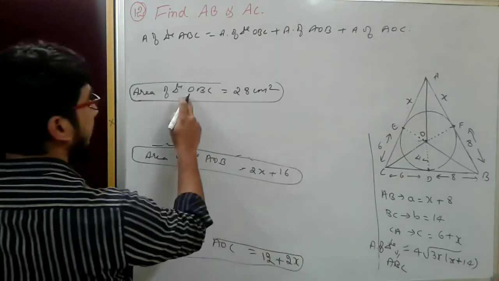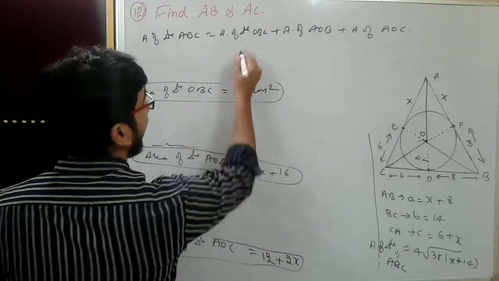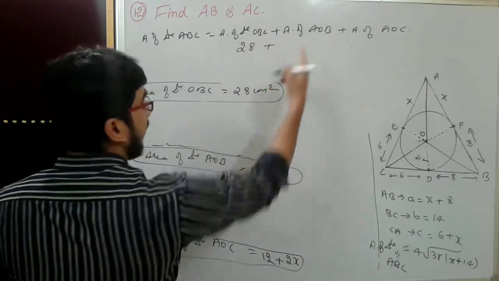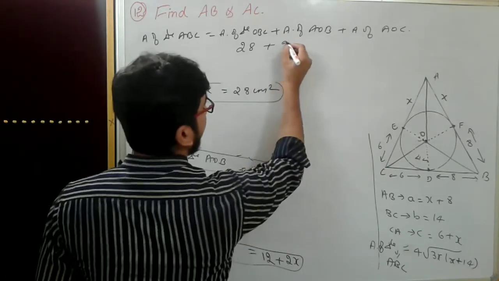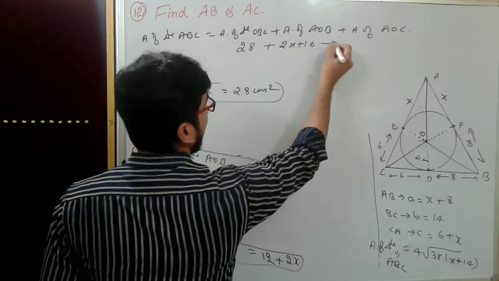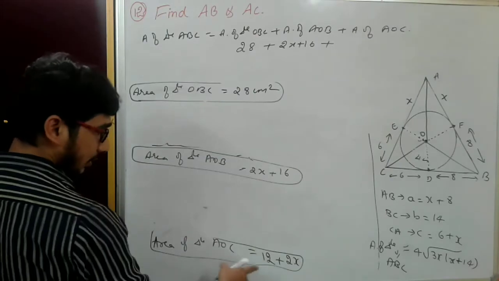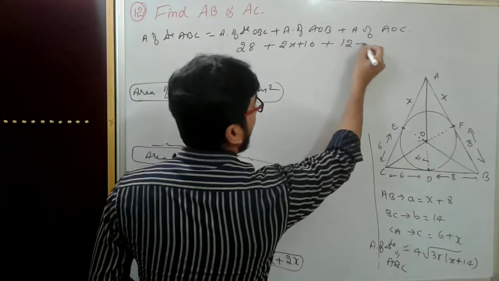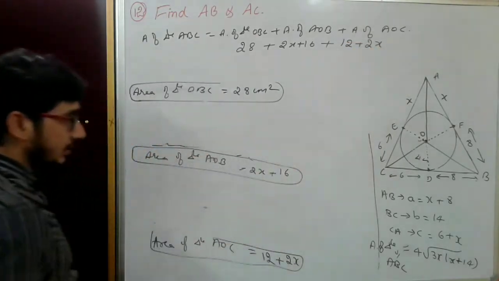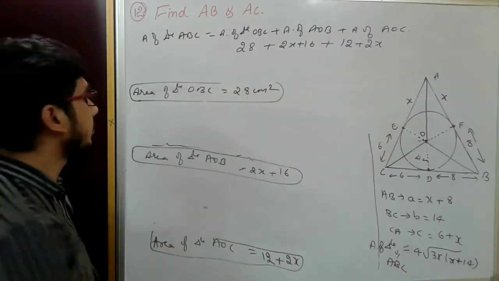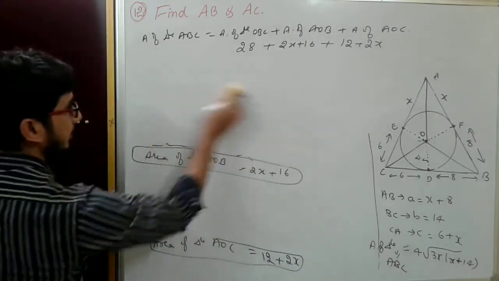So what will happen? OBC, how much? OBC is 28. AOB is 2x plus 16. AOC, how much? AOC is 12 plus 2x. See, whatever areas were there, everything I copied here. So this one I don't want now.